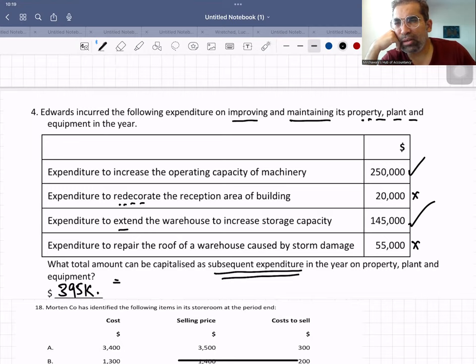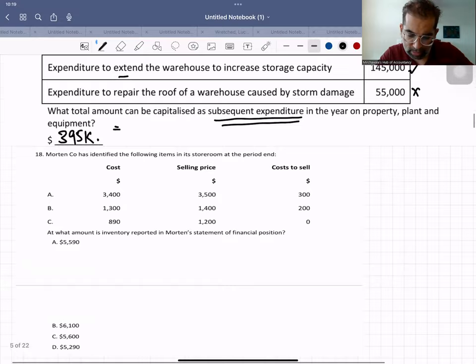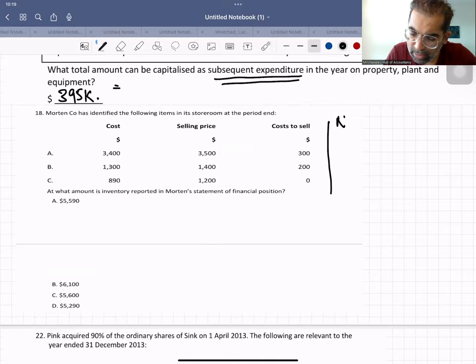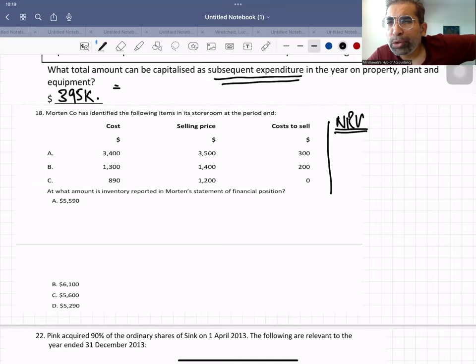395,000 is your answer, right? Now next, this is an easier one. It's related to IAS 2. Hope you remember that famous line: inventory should be recorded at lower of cost or NRV.